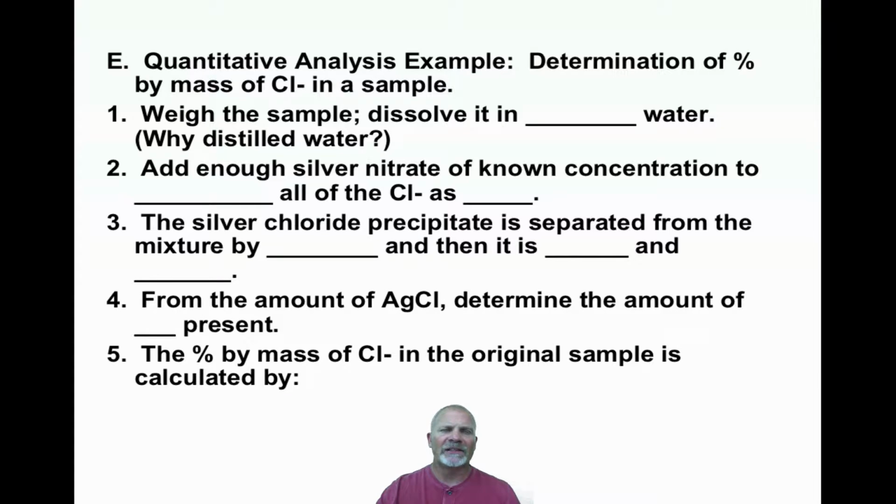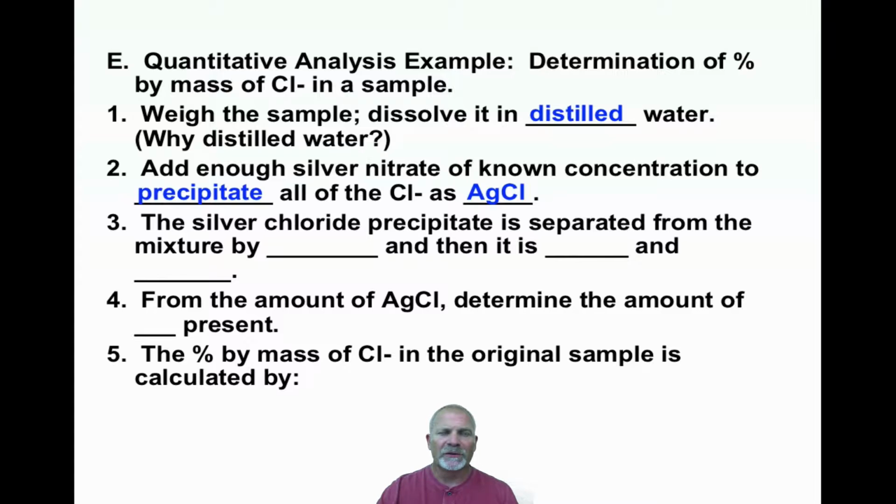So, quantitative analysis example. If I wanted you to determine the percent by mass of chloride in a sample, what you do is you weigh the sample and dissolve it in distilled water. Why distilled water? Again, you don't want any impurities. You would add enough silver nitrate of known concentration to form a precipitate of the chloride, because remember the solubility rules, silver is going to pull out chloride. There are other things I could use, but again, it's just silver. I could use lead as well.